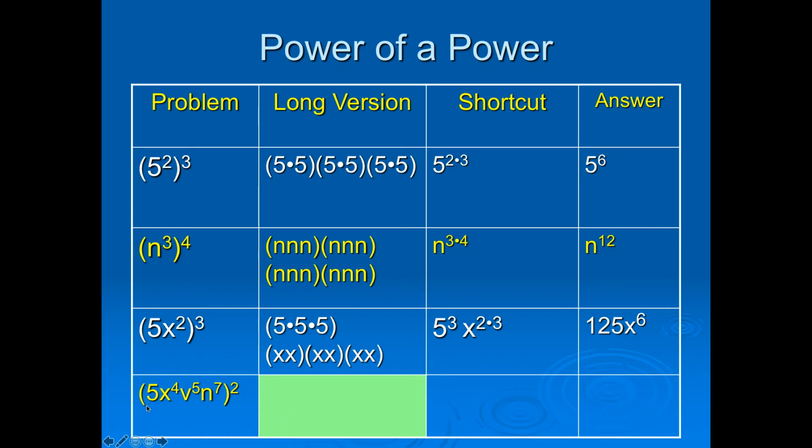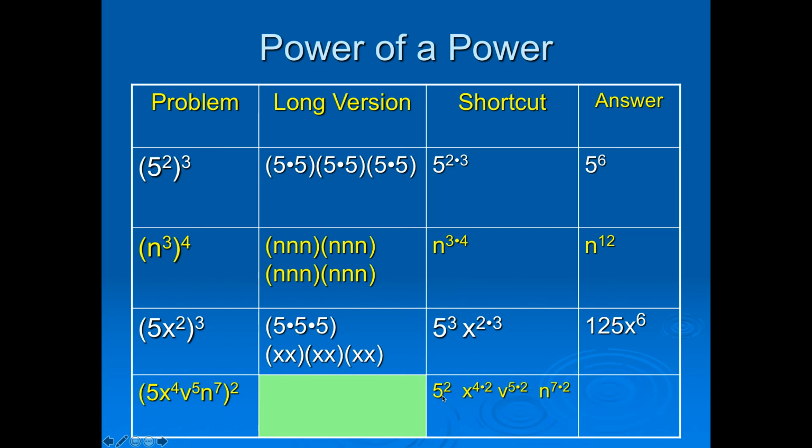Okay, now that you're back, the long version, I'm not even going to write the long version out here. The shortcut version would be 5 to the 2nd power, and then x to the 4th to the 2nd, v to the 5th to the 2nd, and n to the 7th to the 2nd, because we're taking them all. So it looks like this.